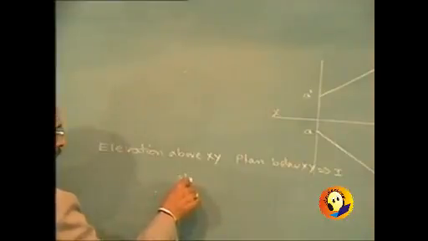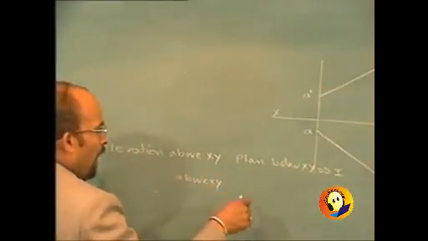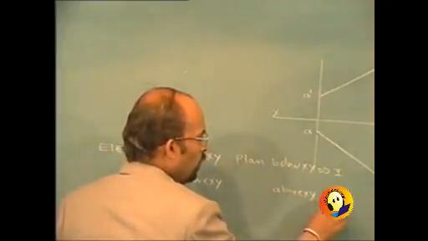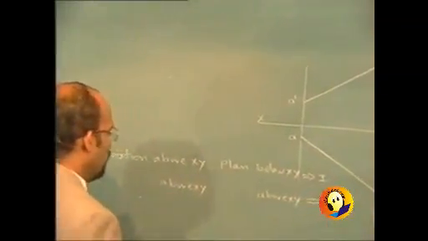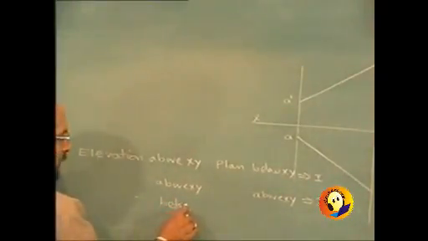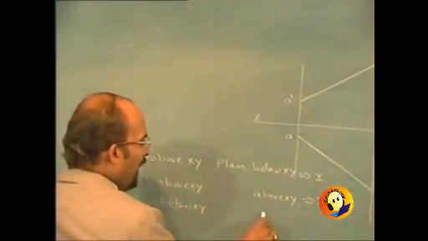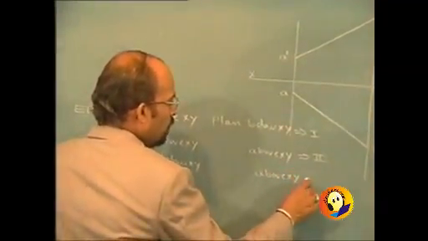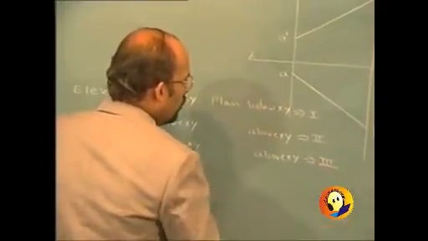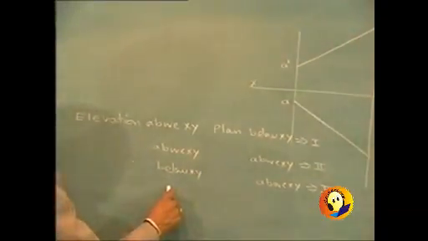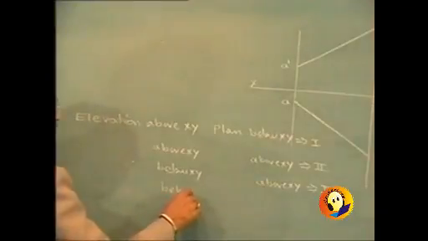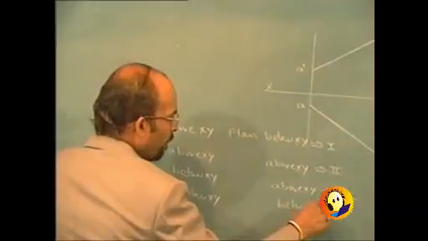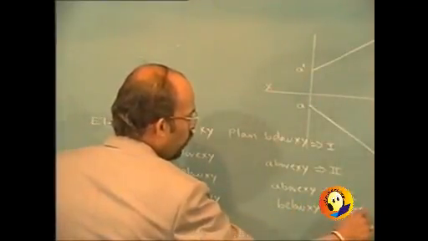Elevation above XY line and plan is also above XY line, that is both above, point will belong to second quadrant. Elevation below XY line and plan above XY line, the point will belong to third quadrant. And then elevation below XY line and plan also is below XY line, point will belong to fourth quadrant.